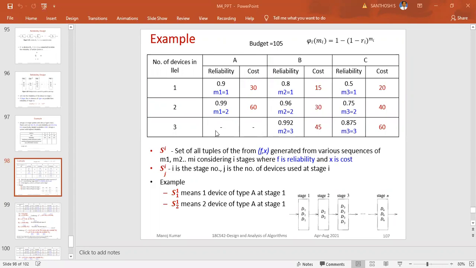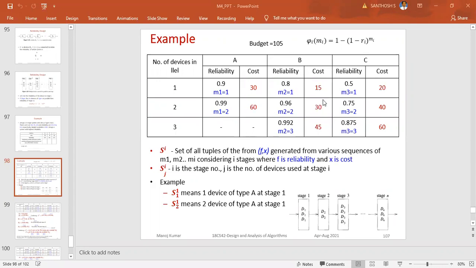Come for this part, you are not having anything. So 30 plus 60, 90 is gone. So budget is 105. In that, 90 is already gone. So you don't have much left to go with devices in parallel as 3.